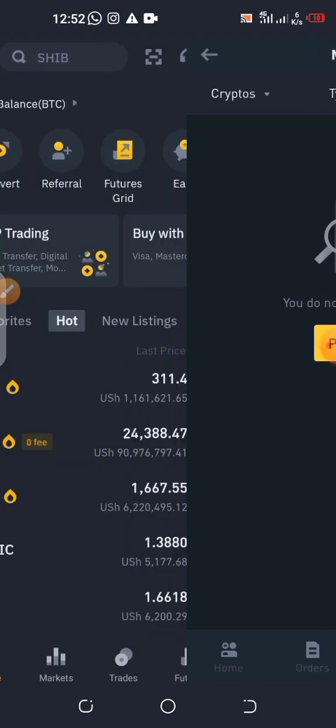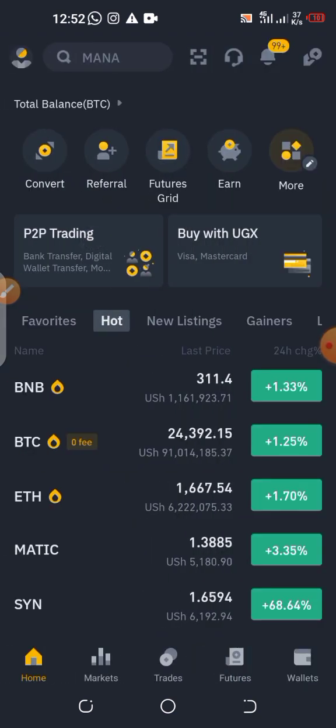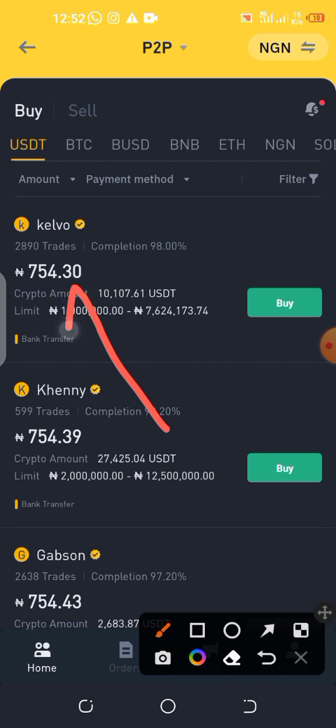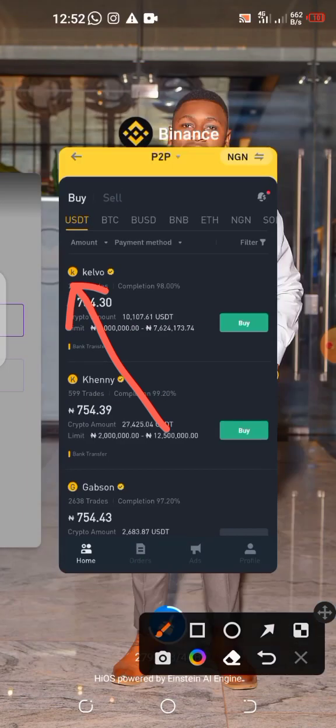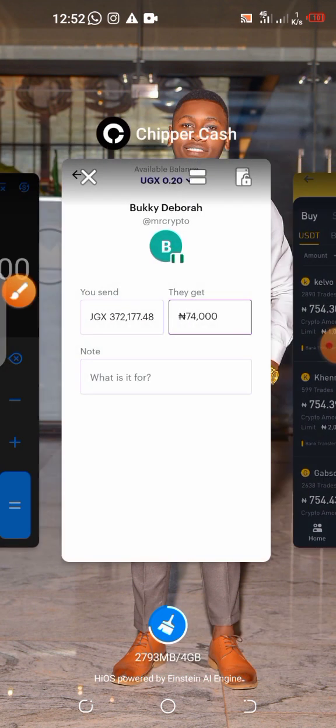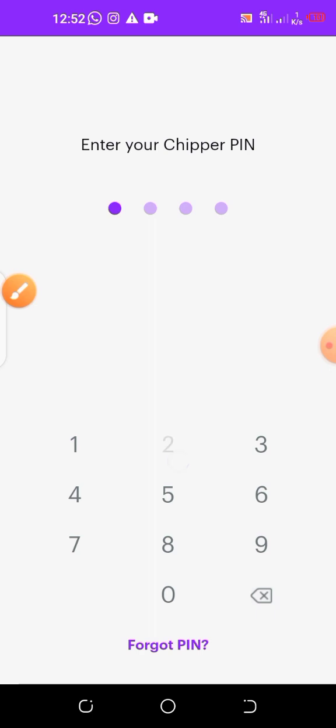So when you're under P2P trading, you will consider setting up on this price. Let me show you. For example, this person here, understand? That's the price you will consider setting up. So you won't consider selling at the other price, because when you consider selling at that price, you see what you're getting. You're getting an amount less than what you bought, you understand?